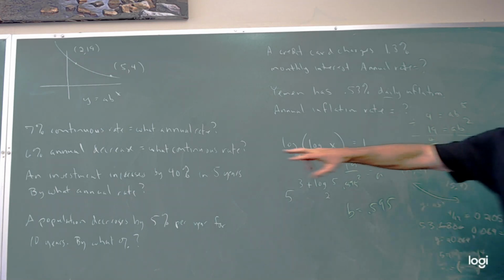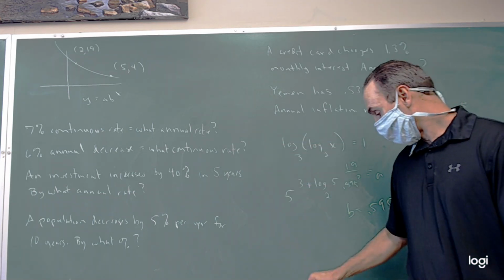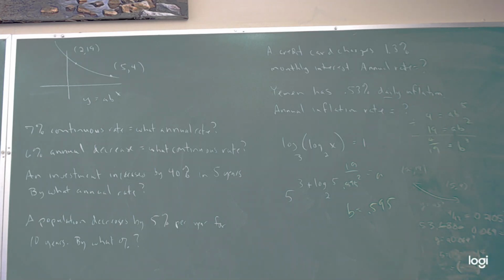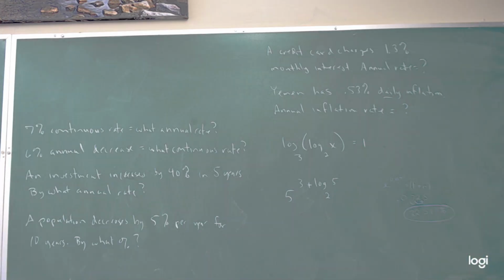Okay. Let's try the next one up here. We can give that a shot. Okay, so we're going to take e to the 0.07 is equal to 1 plus r. Throw that into your calculator. You get 1.0725. Subtract off the 1. You have 0.0725. Make it into a percent. It's going to be 7.251% to 3 decimal places.